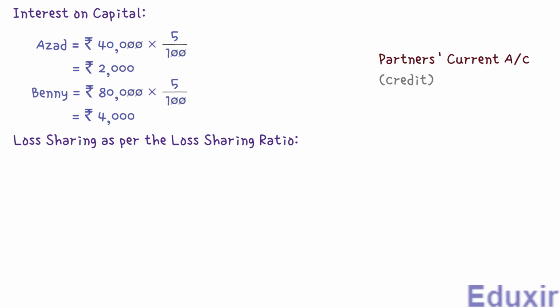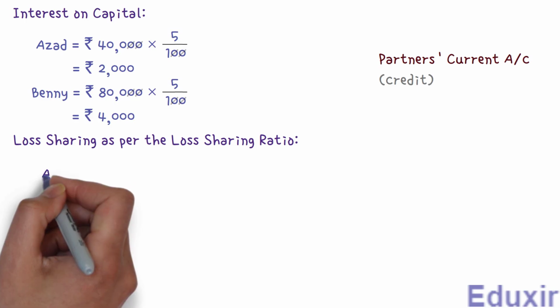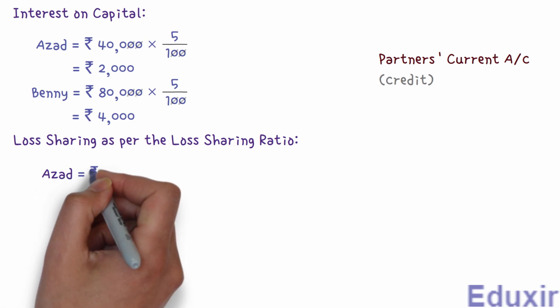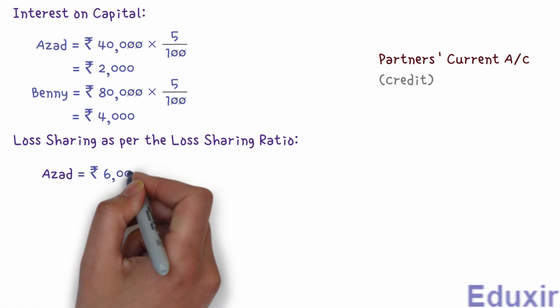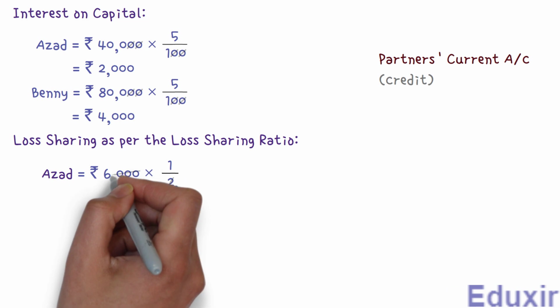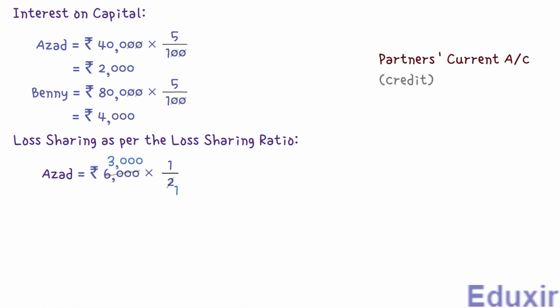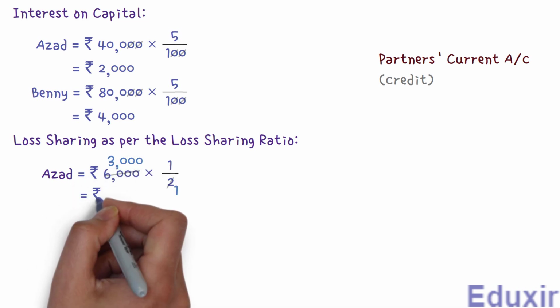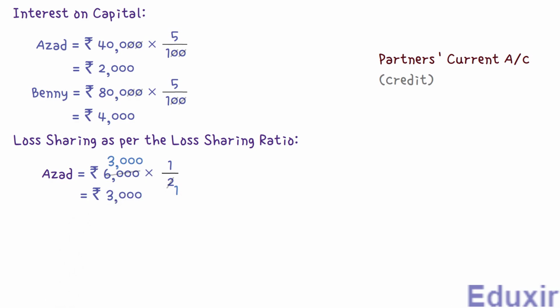See, here it's not actually a loss. It is a decrease in the profit share to correct the overcredited profit share. You should understand it this way. Now, for partner Azad, this is equal to the total overcredited net profit, which is 6,000 rupees multiplied with his profit or loss sharing ratio 1/2. Cancelling with 2, 2 ones are 2, 3,000. The result of this calculation is 3,000 rupees.